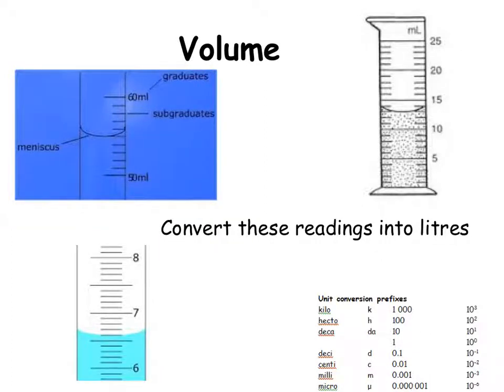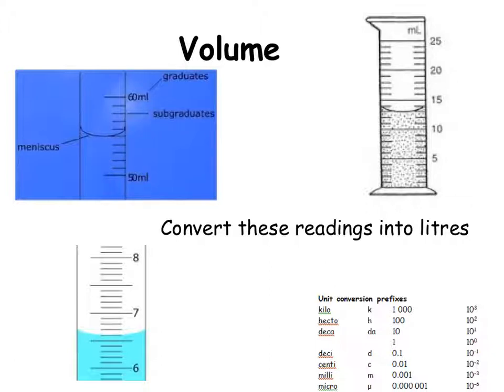Going to work out volume, then we need to take a look at exactly how to read volume on a measuring cylinder. So the first thing we're going to do is take a look and see what happens. They've given me on this measuring cylinder 50 milliliters and 60 milliliters. And between there are 10 spaces. So in other words, each one of these represents one marking.